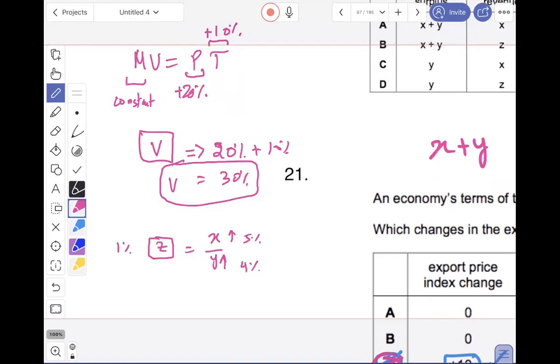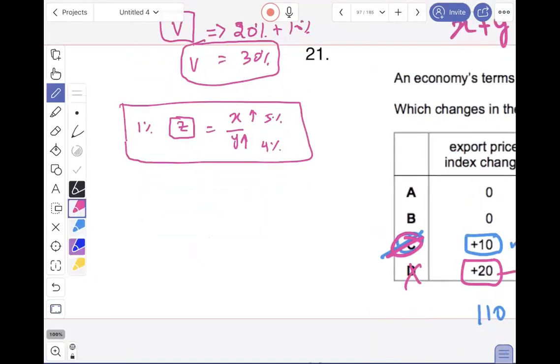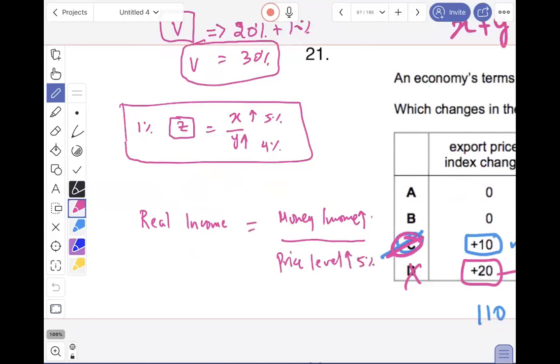Got it? Where do we use this formula? Sometimes you can use this formula in real income. For example, real income is equal to money income over price level. If price level is going up by 5% and money income is going up by 7%, what will happen to real income? Anyone? Anyone who can tell me what will happen to real income? Real income will be going up by 2%.